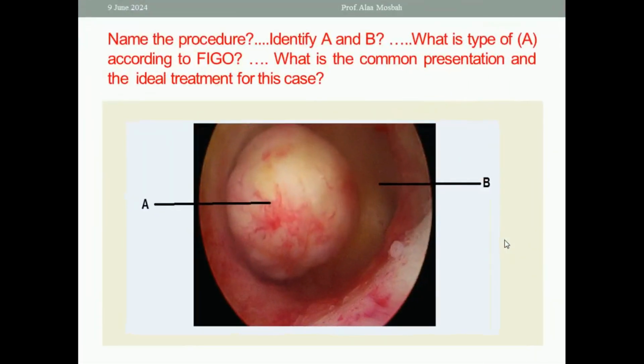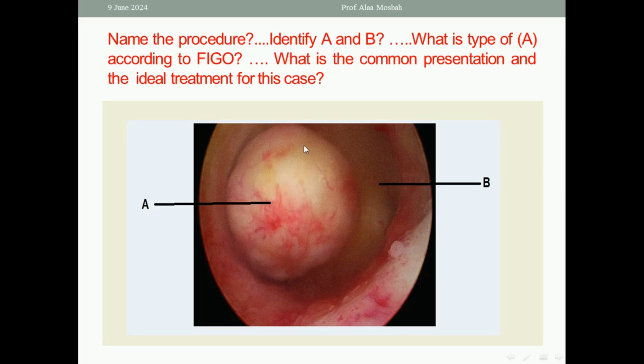Let us go to the next. Look at this picture, please. Name the procedure. This is hysteroscopy. Identify A and B. A is an intracavitary leiomyoma or fibroid. What is the type of A according to FIGO? Which type of fibroid? This one, the intracavitary one. This one with a pedicle is called type 0 according to FIGO.